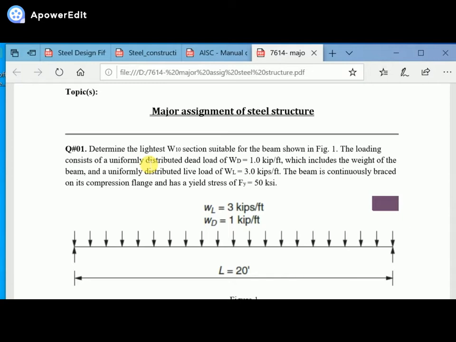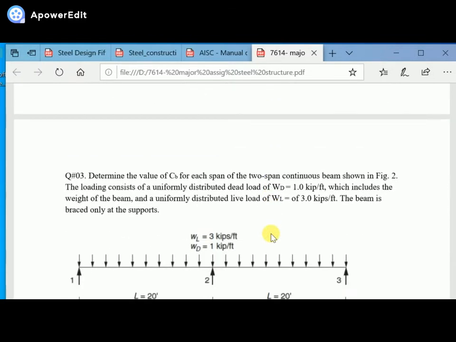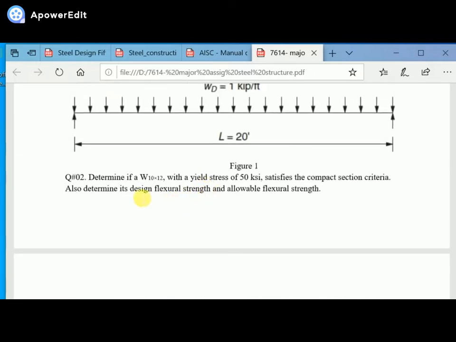Okay, so the first example is, you can say, the analysis question, because you have to check the beam capacity as well as different kinds of strength. The second question: determine if a W section, also determine its design flexure capacity. Yes, this is analysis as well as you can say a design question, because you have to check the W10x12 section.